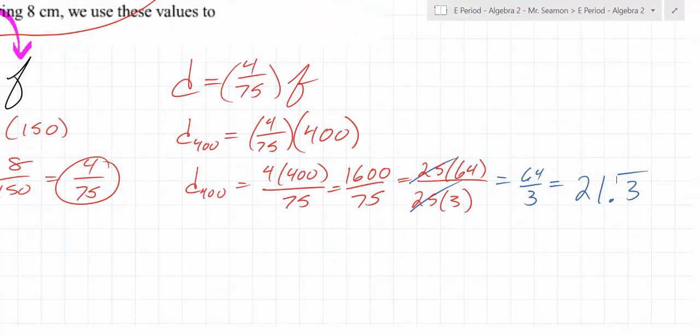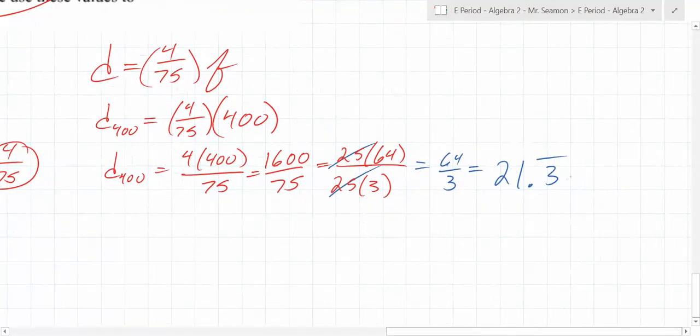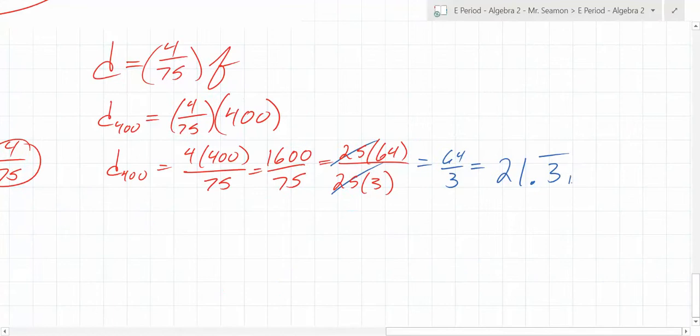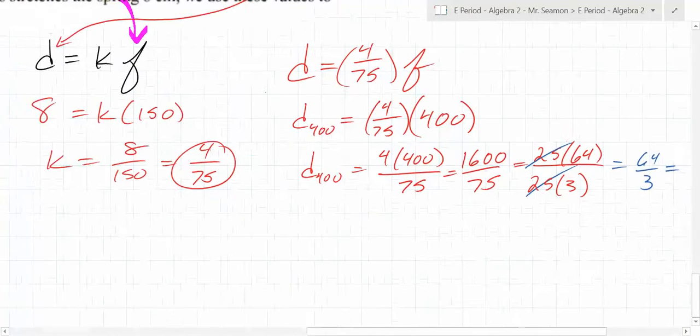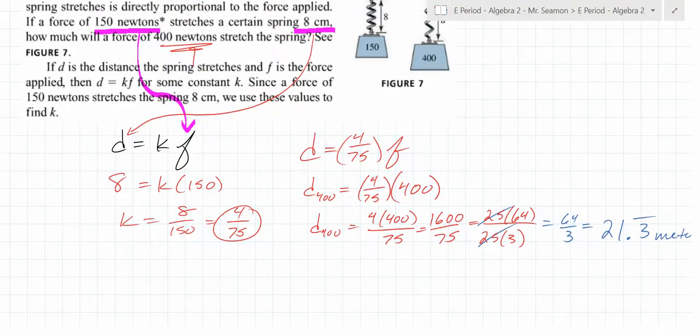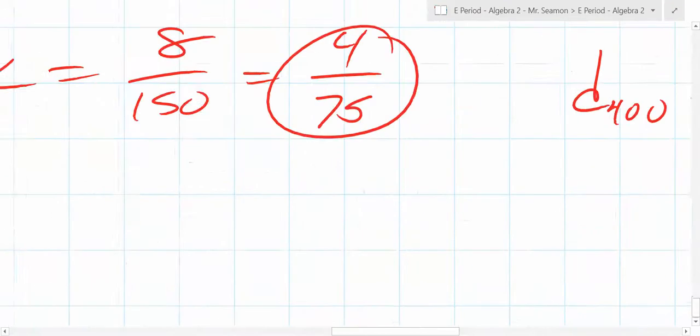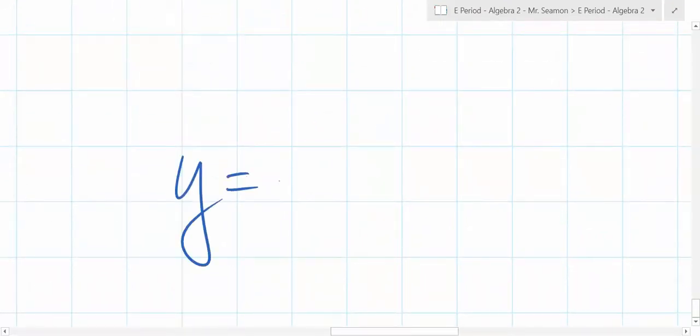So what does this tell you? If you put 400 newtons of force onto the spring, how far does it stretch? 21.3, and I think they give it in meters, right? Meters. The idea is you have a line that goes through the origin. What was the general equation of a line? What did m represent? The slope. In this case, we have an invisible b value. What's the b value? We're adding 0, and instead of calling it m, we're calling it k. K is just the slope of the line. That's it.